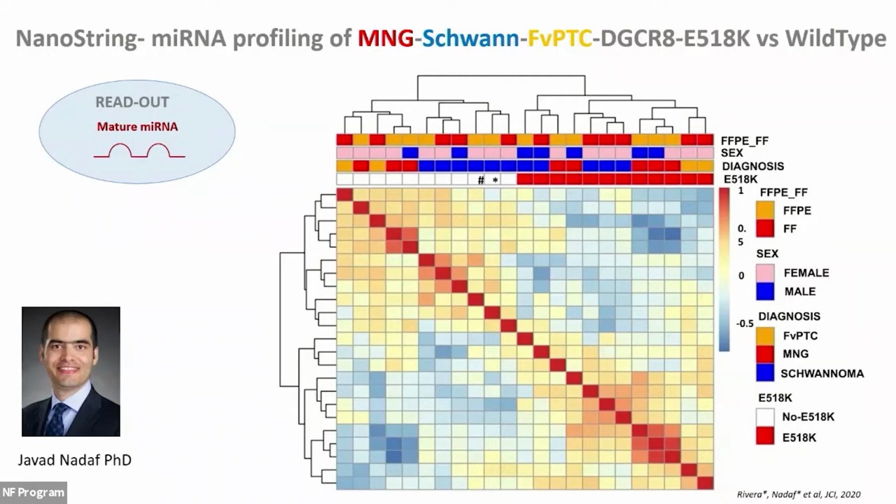So we did a NanoString profiling of different types of tumors or tissues, including orange PTCs, red MNGs, blue schwannomas, with the mutation E518K, or without. We also gathered controls. And this is a hierarchical clustering performed by Javad, a very talented computational biologist in the team. And as you can see, mutant clustered together against non-mutant cases. So this variant was somehow overriding the tissue specificity of the microRNA profile.